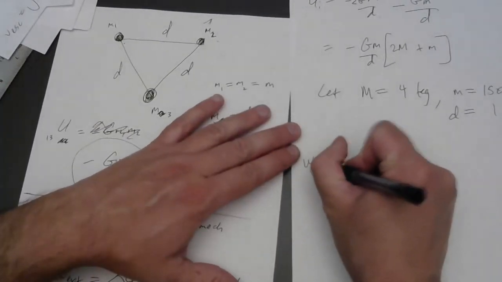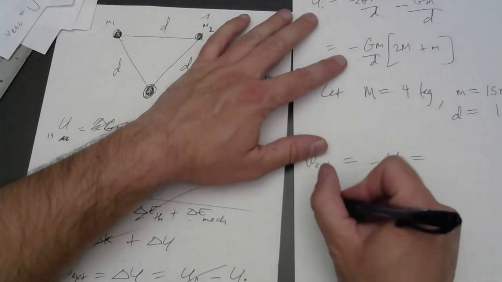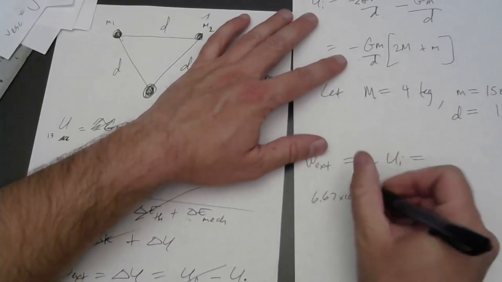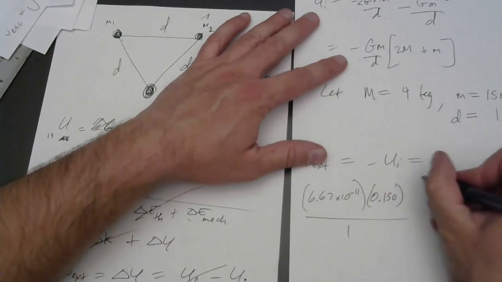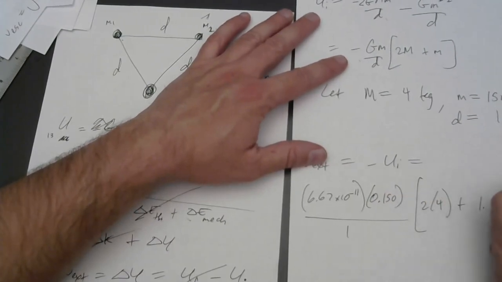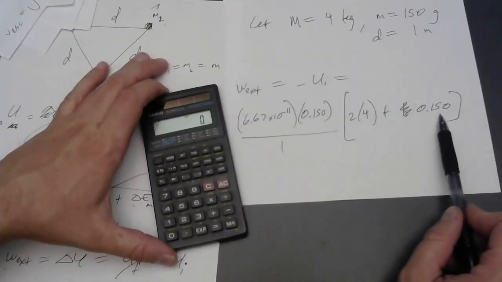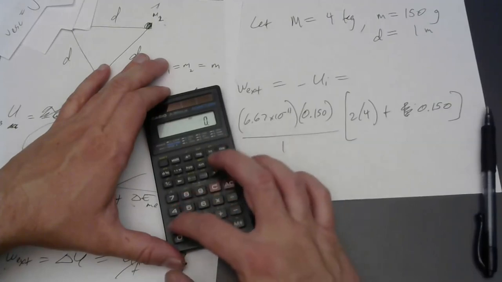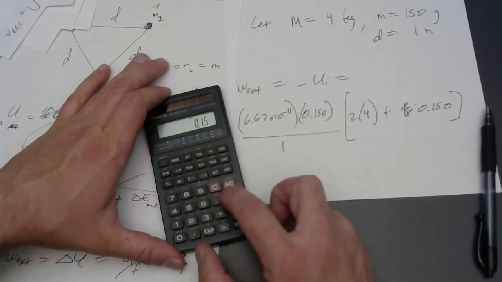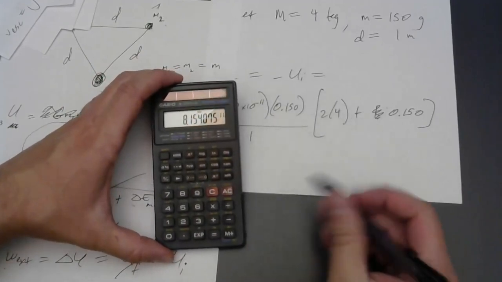The work required, we found, was the negative of the initial potential energy. So I can just change that minus sign to a plus sign. And I've got 6.67 times 10 to the negative 11th, times the little mass of 0.15 kilograms over the distance of 1 meter. And then I've got 2 times 4 kilograms plus 0.150. I've used SI units for everything, so I know the SI units will come out. And we can already see the result. These are basically numbers like one, and this is a really, really small number. So 8 plus 0.15, times 0.15 times 6.67 times 10 to the negative 11th. And I get 8 times 10 to the negative 11th. Now I'm going to do this.